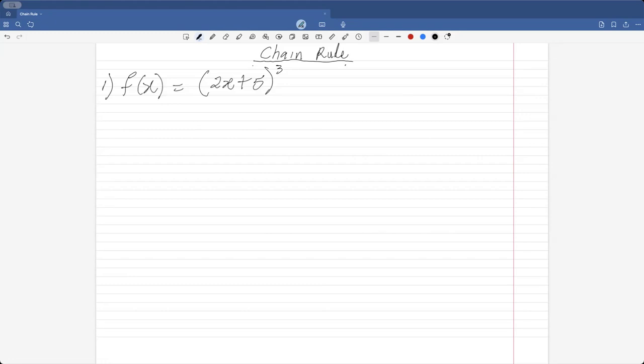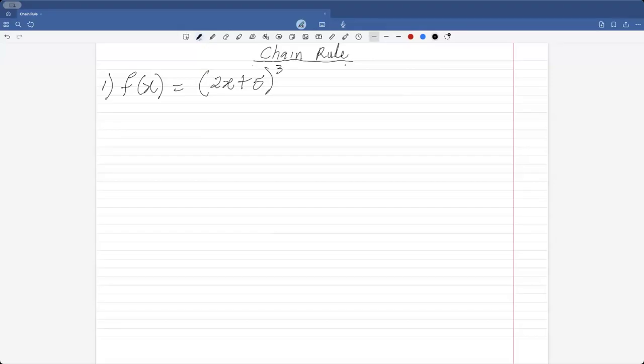Now, we can find the derivative of this function by taking the derivative of the inside and multiplying it by the derivative of the outside. Now, what is the inside function and what is the outside function? The inside function is nothing but 2x + 5. The outside function is (2x + 5) all to the power of 3.